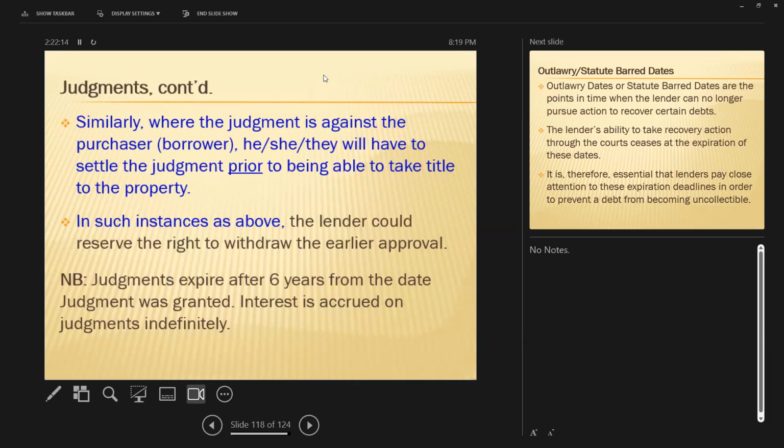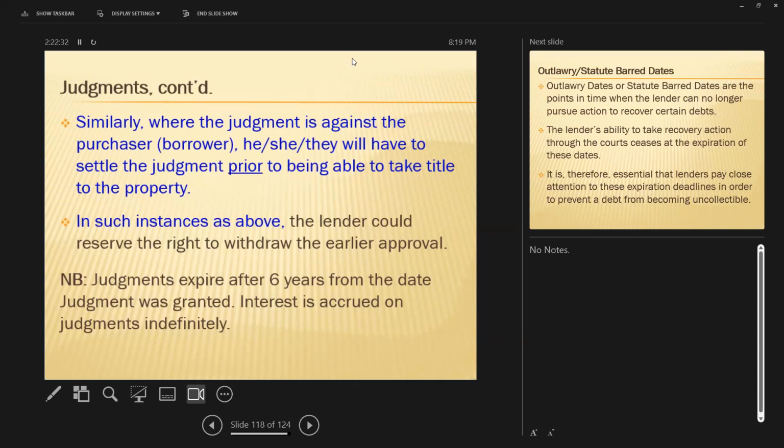So the client, the applicant, should have disclosed it. Okay, so the financial institution, the lender, can then rescind their approval, withdraw their approval.